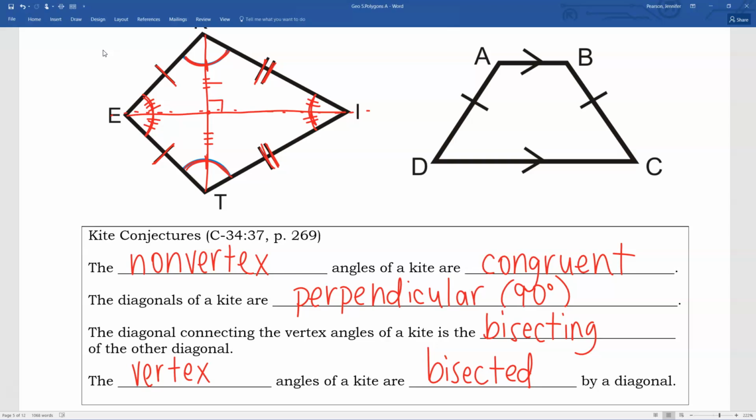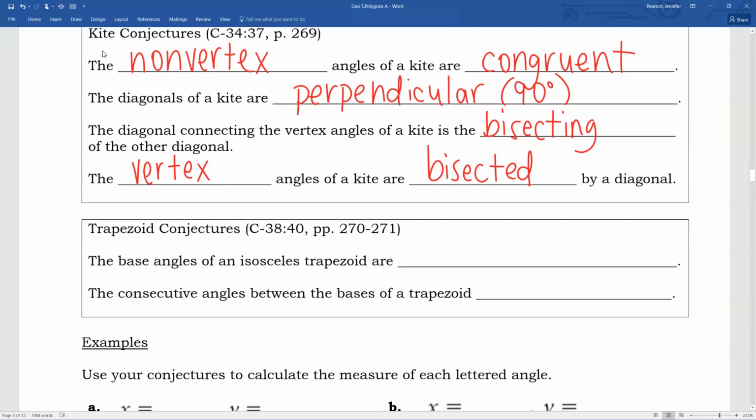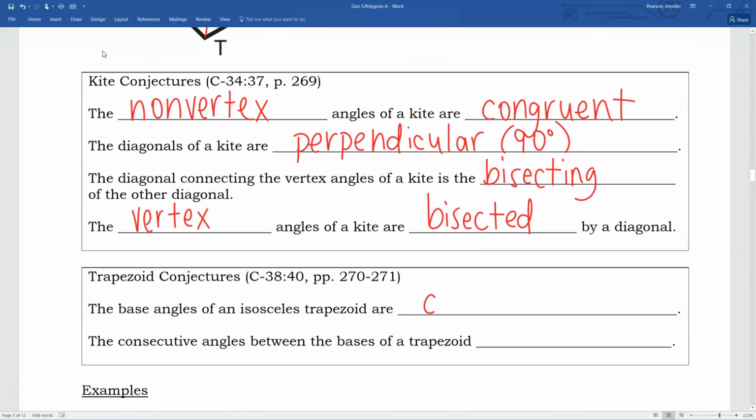Okay, now we're going to talk about our trapezoids. This is going to be a lot of up and down as I try to draw in the picture and fill in the blanks, but we'll do our best. The base angles of an isosceles trapezoid are blank. The consecutive angles between the base angles of a trapezoid are blank. So the base angles of a trapezoid are congruent.